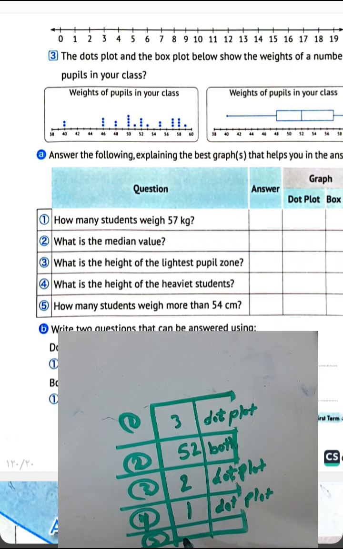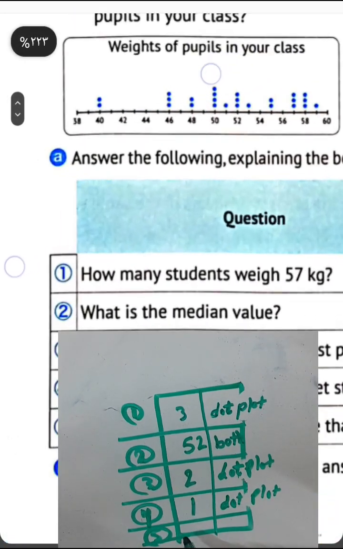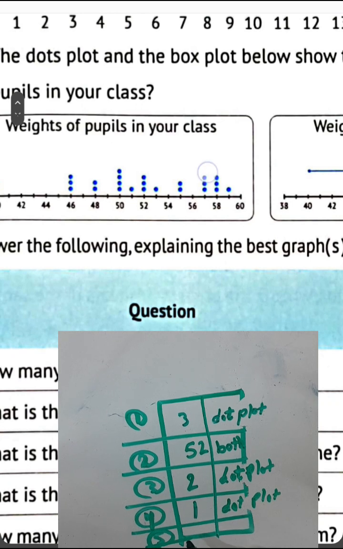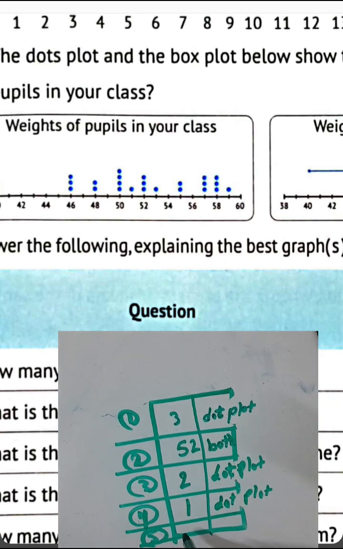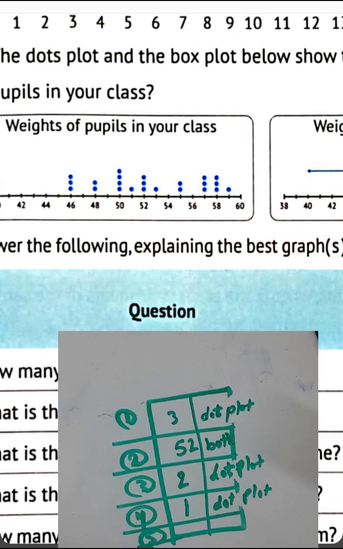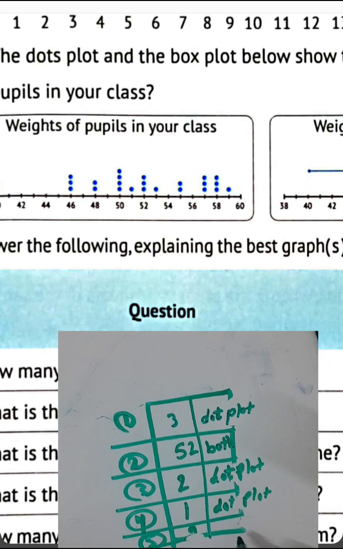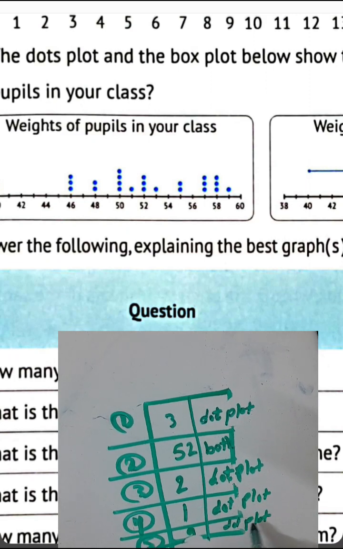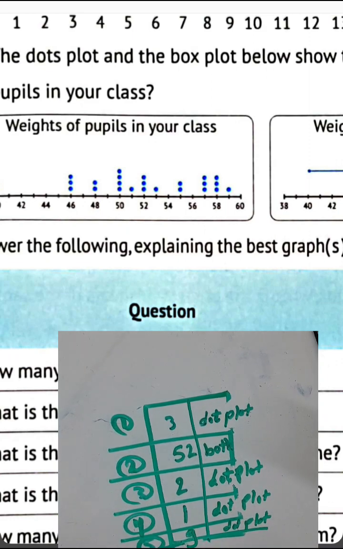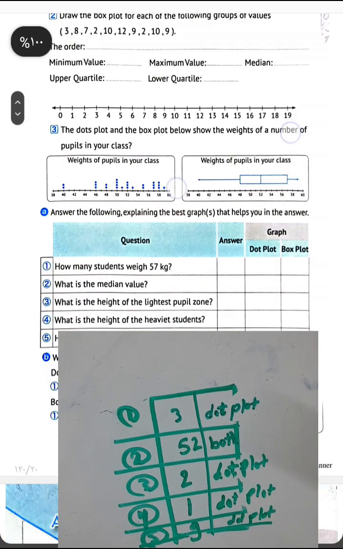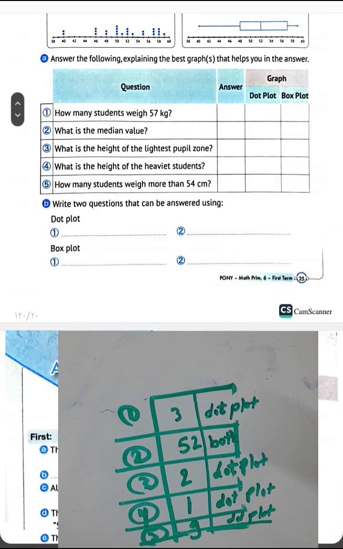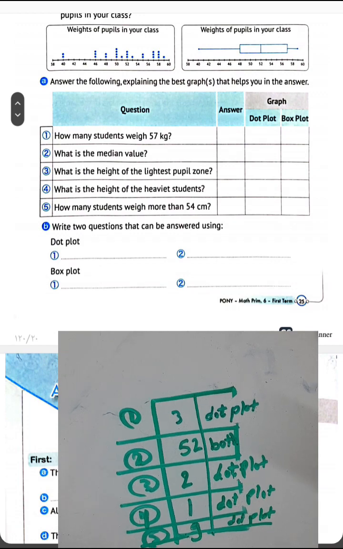Question number 5. How many students weigh more than 54? More than 54. Look at 54 here. More than, count with me, 1, 2, 3, 4, 5, 6, 7. We have 7. Again, 7, 8, 9. Greater than 54. We have 54 here. 6, 7, 8, 9. The result will be 9. We used the dot plot again. Okay, it's the best method. Understood? Next question.